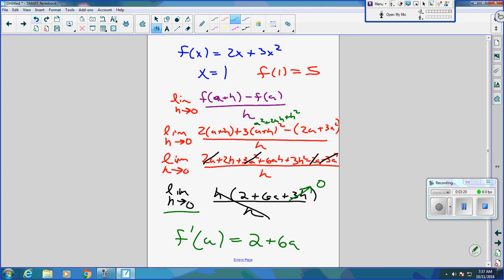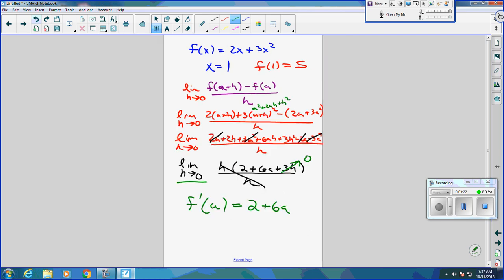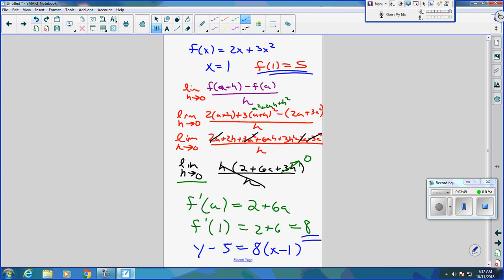Awesome. Because now I can plug in my a value. And I was trying to find the equation of the tangent line at x equals 1. And I get a slope of 8. I now have a slope of 8 and the point (1, 5). We're going to use point slope form every time in calculus, point slope form. So I get y minus 5 equals 8 times x minus 1. Equation of a tangent line at x equals 1 for the function 2x plus 3x squared.